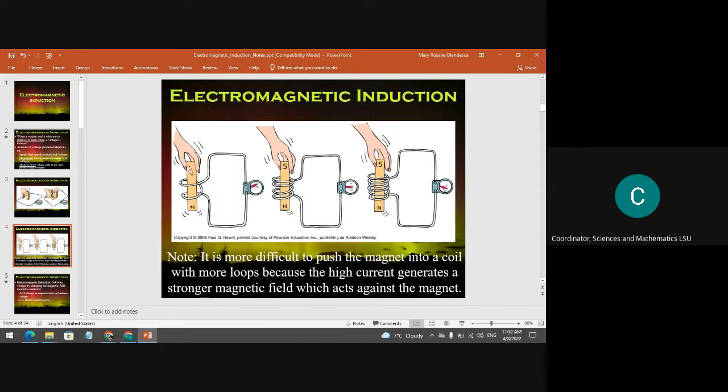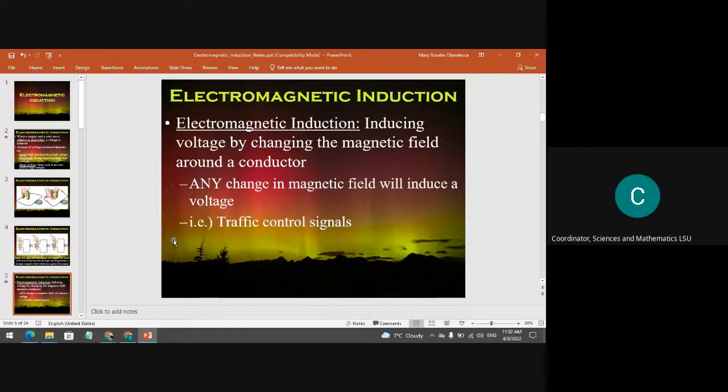And your magnet, you can have it go in and out in that direction. The direction of the magnet will also depend on the direction of the electricity that is being produced. With that, electromagnetic induction again is inducing voltage by changing the magnetic field around the conductor. Any change in the magnetic field will induce a voltage.